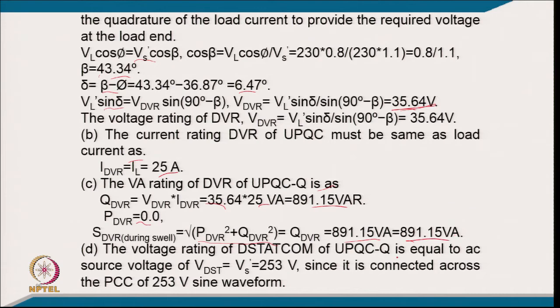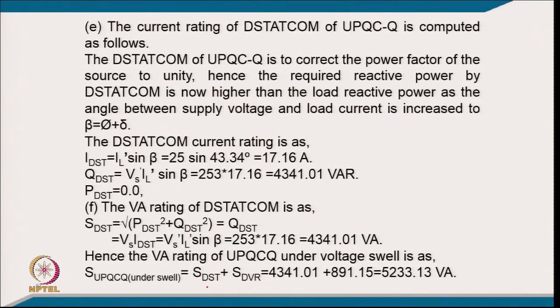So the voltage rating of the D-STATCOM of the UPQC is equal to the AC voltage, that is V D-STATCOM equal to VS, 253 volt, since it is put on the left side across the grid, connected across the PCC of 253 volt sine wave. The current rating of the D-STATCOM of the UPQC is computed as follows. The D-STATCOM of the UPQC is to correct the power factor of the source to unity. Hence, the required reactive power by the D-STATCOM is now higher than the load reactive power, as the angle between the supply voltage and load current is increased.